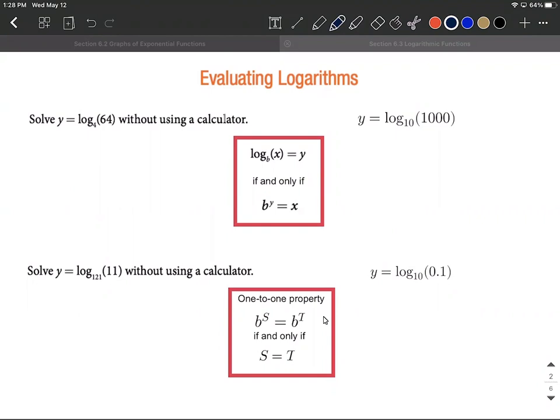The other one is the one-to-one property of exponential functions. What this tells us is if we can rewrite both sides of an equation with the exact same base, and that being the only thing on either side of the equation is base raised to an exponent on both sides, what we're allowed to do is drop this common base and set the exponents equal to one another, and then solve down the resulting equation. So let's get going on these.